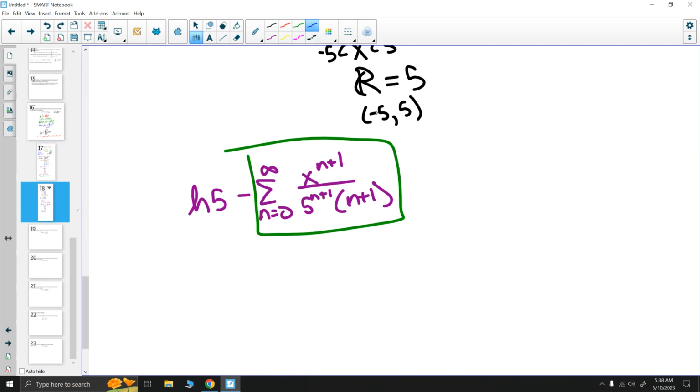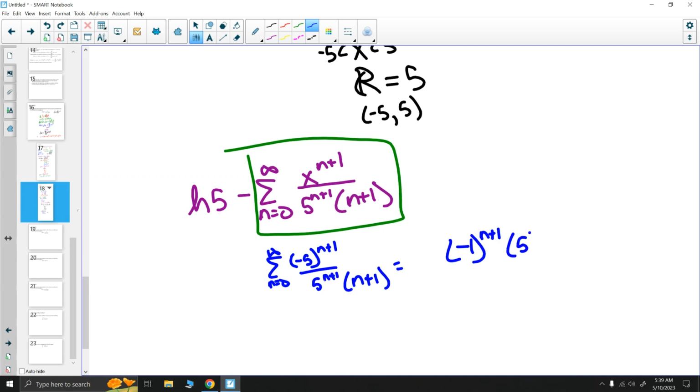If we plug in negative 5, we would have the sum, n equals 0 to infinity, of (-5)^(n+1) over 5^(n+1)(n+1). Okay, now that's going to be (-1)^(n+1) times 5^(n+1) over 5^(n+1)(n+1). So essentially, these cancel, and the reason why I pulled that negative out is because it's like saying negative 1 times 5, so we can do that.